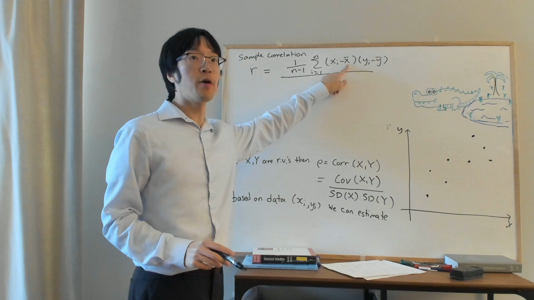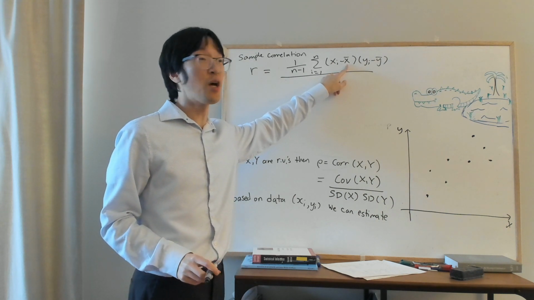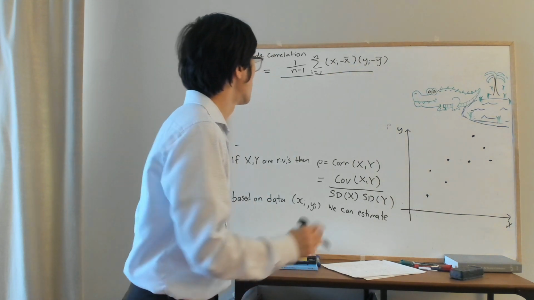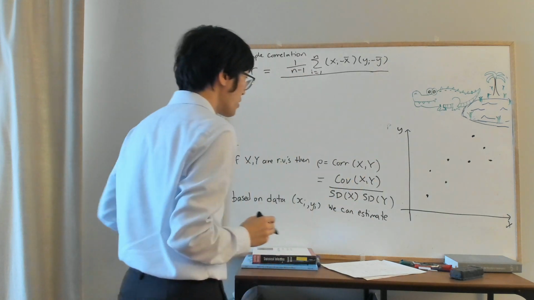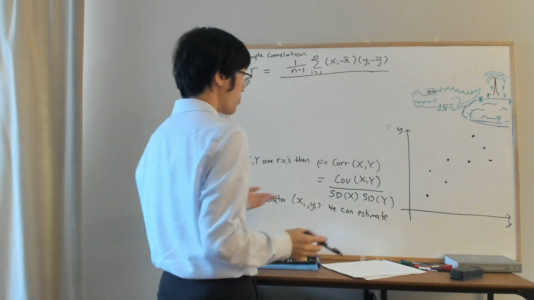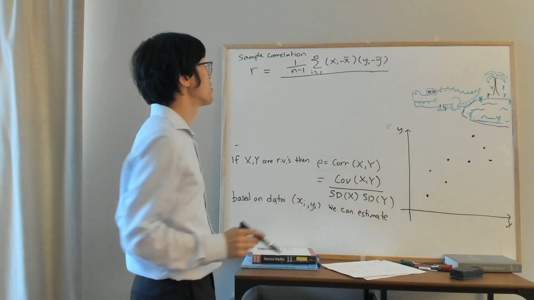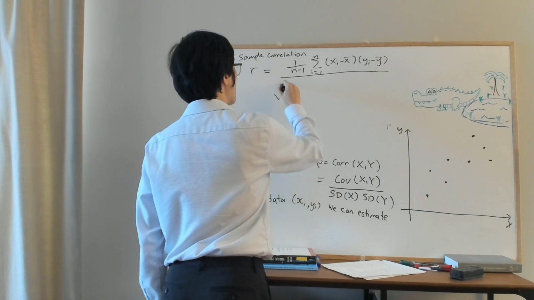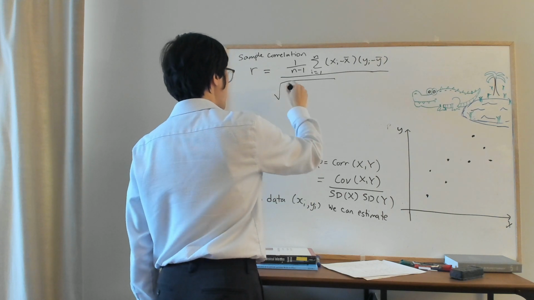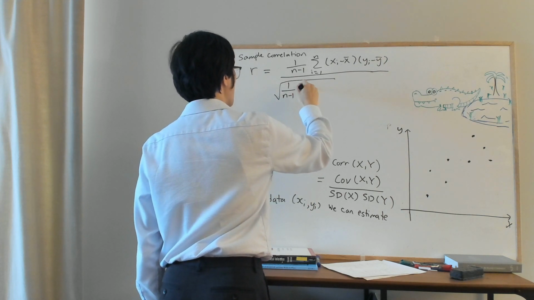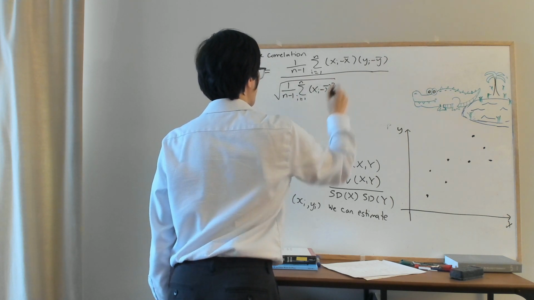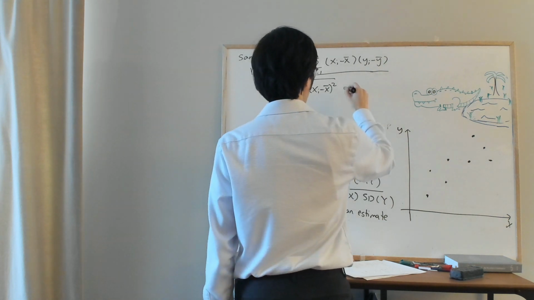To remind you, when we write x bar, that refers to the sample mean. So it's the average of all the n x values, and then the same thing for y bar. And then we also need the sample estimates of the standard deviations. Standard deviation is the square root of variance, so we put in a square root, and then the sample variance of the n x values. So that's 1 over n minus 1, and then summation xi minus x bar squared, and then we do the same thing for y.